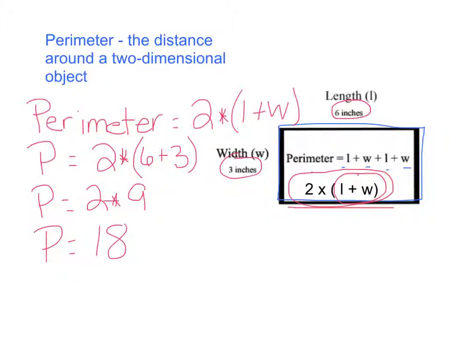And don't forget, we have units. We're measuring this particular rectangle in inches. But they are not square units. They are simply how many inches go all the way around this rectangle. So we would only write 18 inches. When we're finding perimeter, we do not square the units.